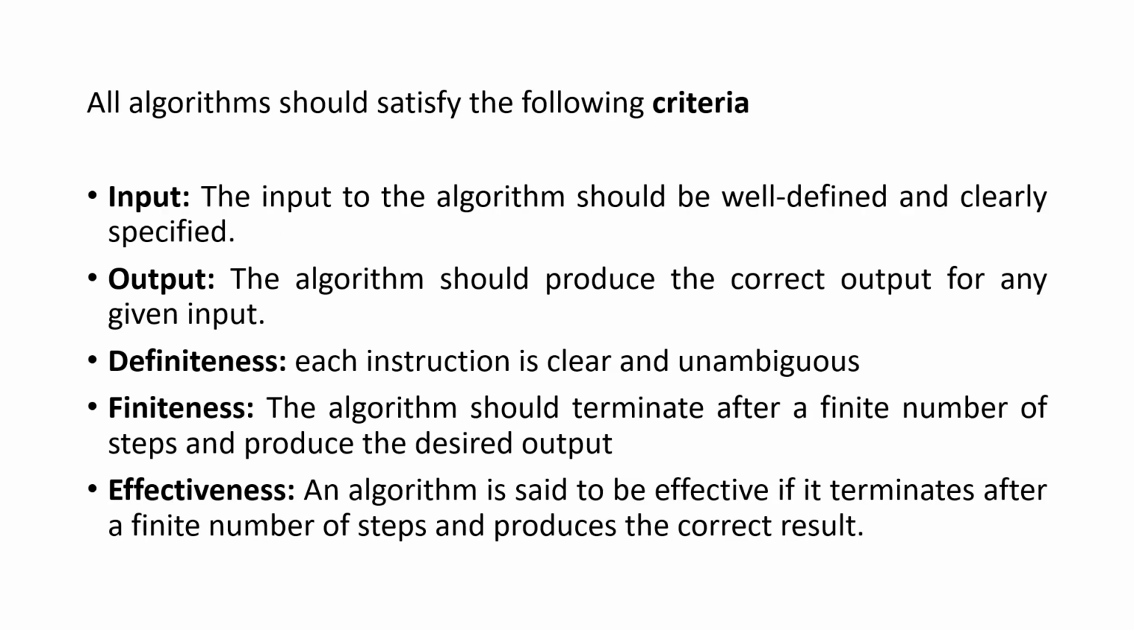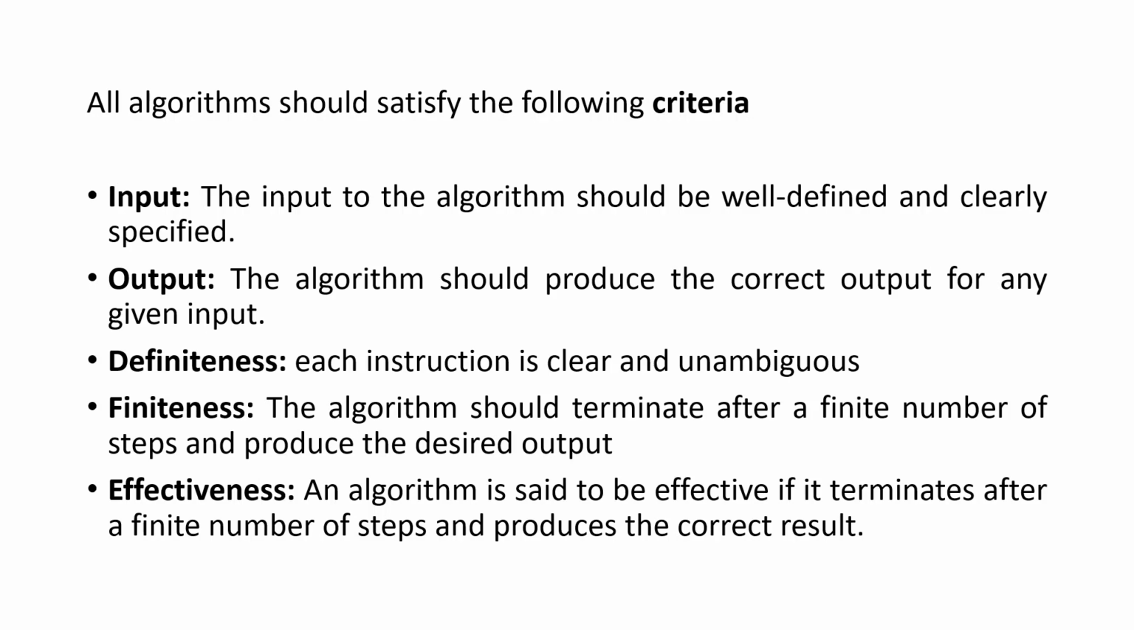We saw that an algorithm is a set of instructions that outlines how to solve a problem. But for an algorithm to be considered effective and efficient, it needs to meet certain criteria. The criteria for an algorithm can be divided into 5 major categories. First one is the input. The input to an algorithm should be well defined and clearly specified. The output of an algorithm should be the correct output for any given input.